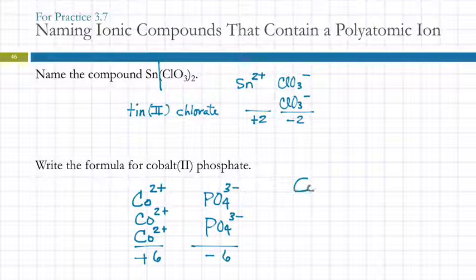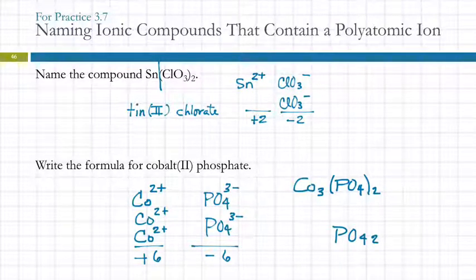So I need 3 cobalt ions, 1, 2, 3, and I need 2 phosphate ions. Phosphate is a polyatomic ion. If I have more than one, I need to put parentheses around it. I've got 2 of those. If I leave the parentheses off, that could very easily be mistaken for 1 phosphorus and 42 oxygens. It's not what we mean. Questions?